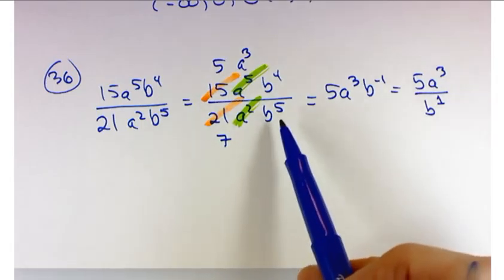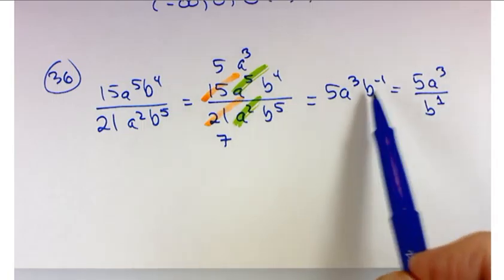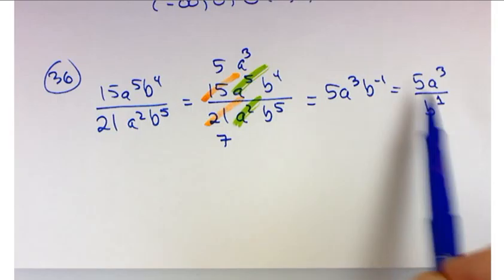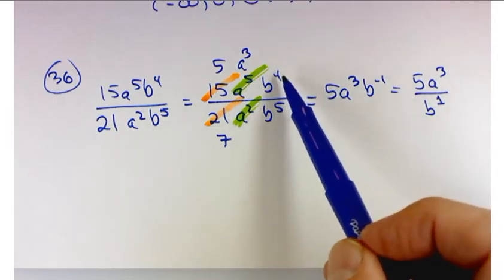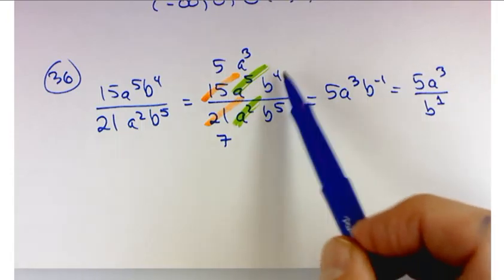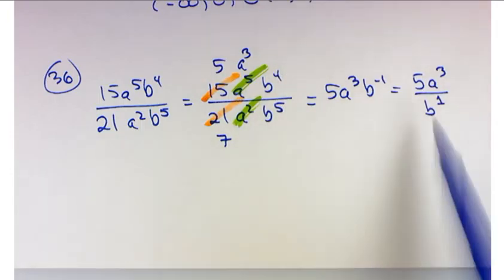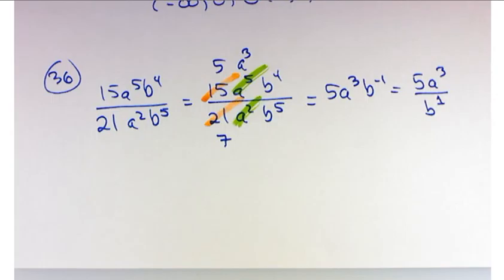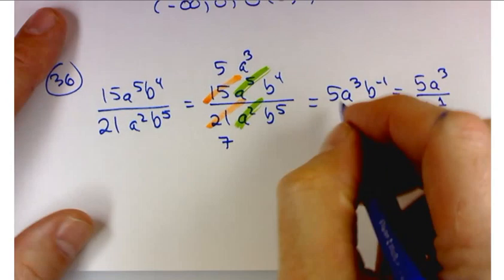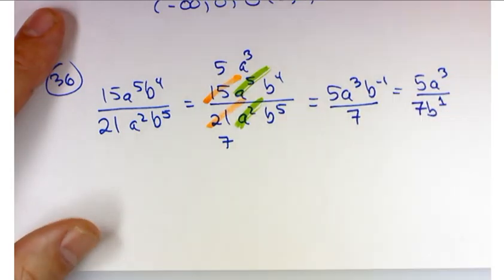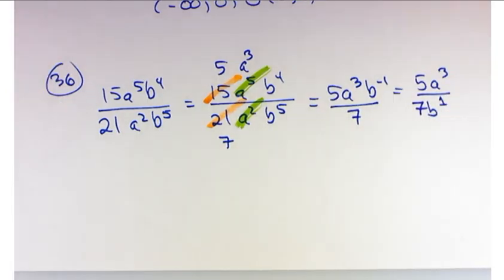Now there is kind of a shortcut that you could do here. Instead of doing this and then moving the exponent to make it positive, why don't you just subtract the smaller from the larger? 5 minus 4 gives you b to the first power and leave it in the denominator. So that's a different way to do it. I think it's a little bit more efficient. Oh, thank you. Yeah, there's a 7 in the bottom. Thank you. Okay, so are we all set on 36 there? Let's try some more, like problem number 38.